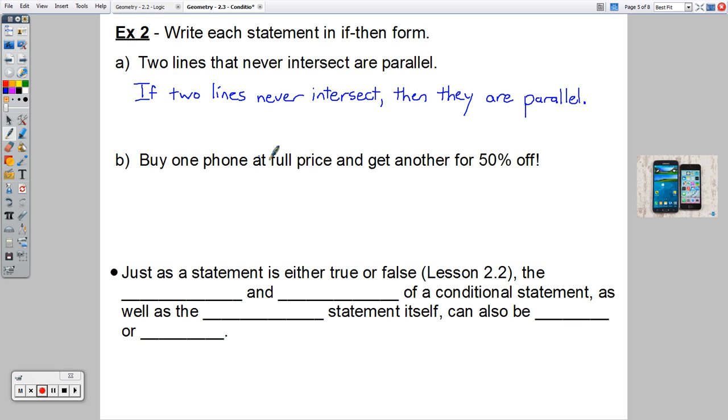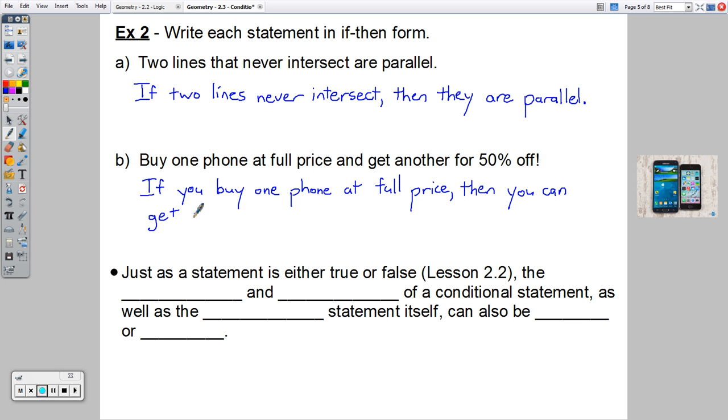Part B, buy one phone at full price and get another for 50% off. Wonderful. Don't you love those salesmen that push that on you like that? But how could we write this in an if-then form? Here's one way we could do this. You might come up with a slightly different way you could phrase it, but this is the way I thought of. So if you buy one phone at full price, then you can get another for 50% off.